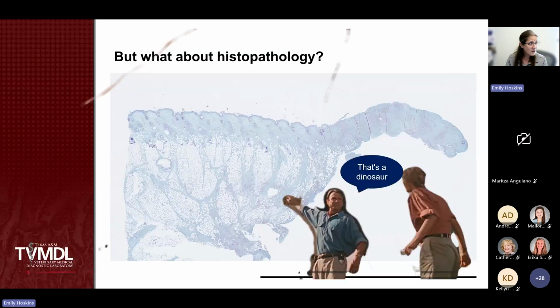So we've been talking about radiology, though. So what about histopathology? What does the literature have to say about histopathology in particular?